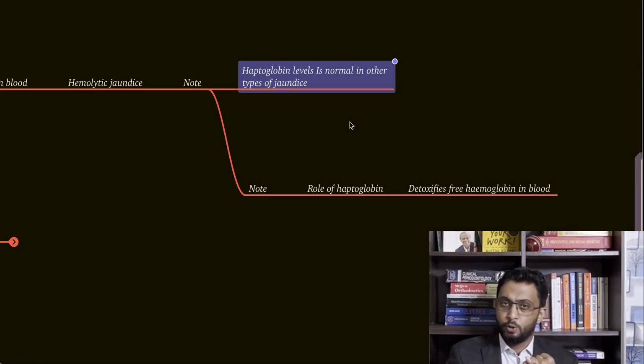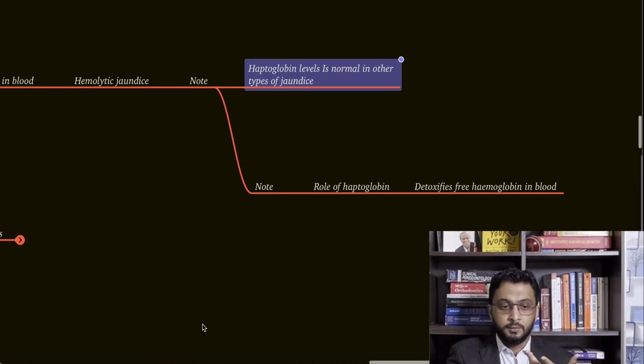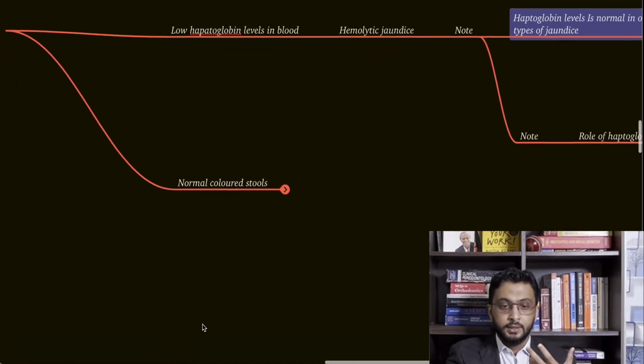How are the other types of jaundice? It is either hepatocellular, a problem with the liver, or obstructive, a problem with the flow of the bilirubin. Or the synthesis, that is hepatocellular. Now there's a separate lecture on your app regarding this jaundice. I'm not going into that. So basically if haptoglobin level decreases, it is this type, that is hemolytic jaundice.